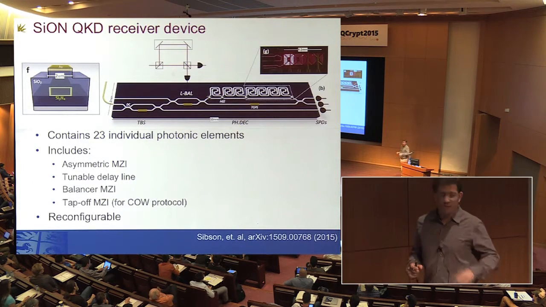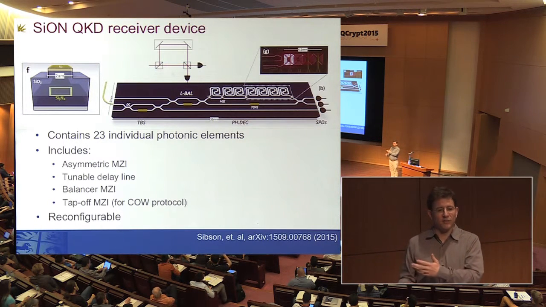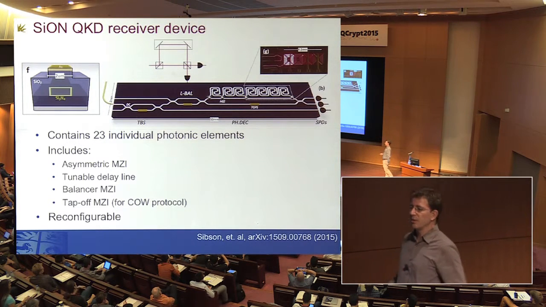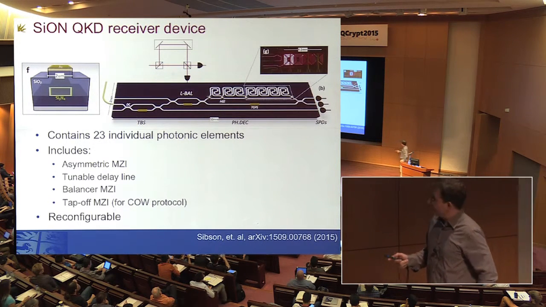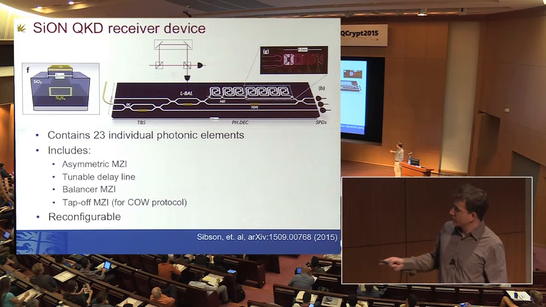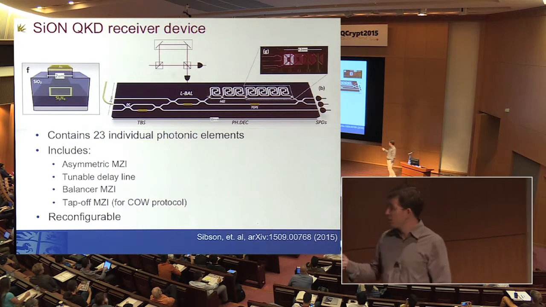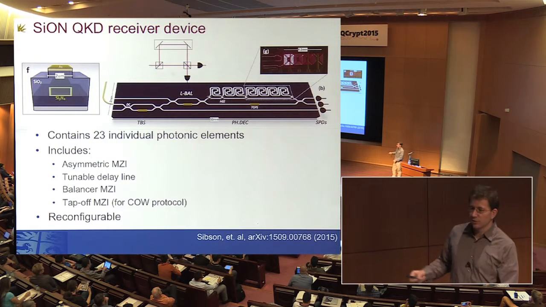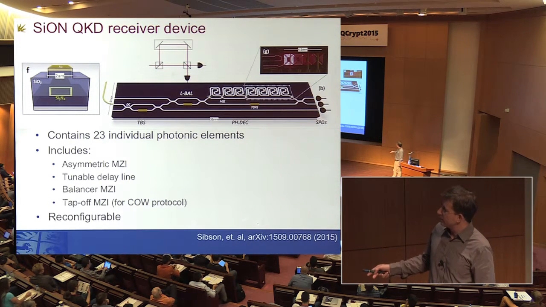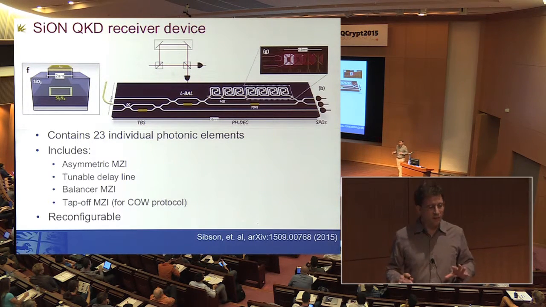The receiver chip is made from a different material system than the laser. So for the receiver, you want it to be as low loss as possible. And so we use a glass-based material system called silicon oxynitride. And then on that device, we've got 23 individual photonic elements. And these include an asymmetric Mach-Zehnder interferometer to do the time bin decoding. We've got a tunable delay line so that we can tune the repetition rate of our system. We've got balancing Mach-Zehnders, we've got tap-off Mach-Zehnders, and the whole device, just like the transmitter, is a completely reconfigurable device.